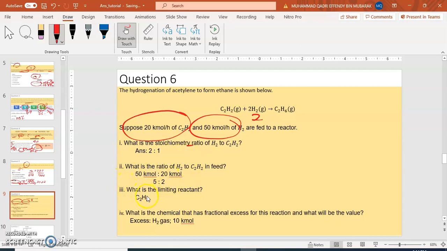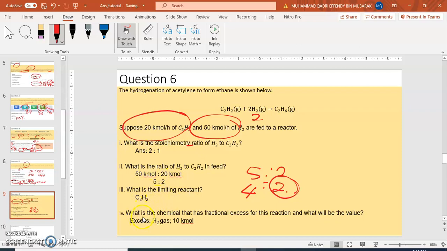And then the question asks about the limiting reactant. Here the limiting reactant, if we look, should be C2H2. Why? Because the stoichiometric ratio is 2 to 1, and the actual ratio is 5 to 2. If we look at this, if we put 2, it should be 4 right here. So that's why this one will become our limiting reactant. That's why we can confirm that acetylene is our limiting reactant.